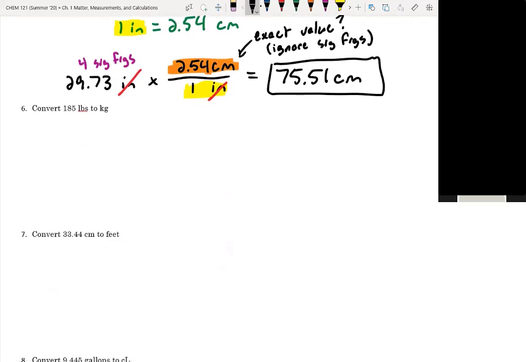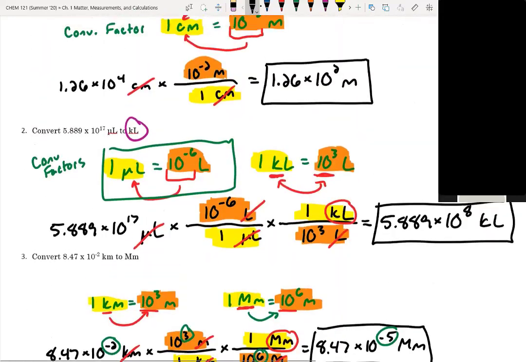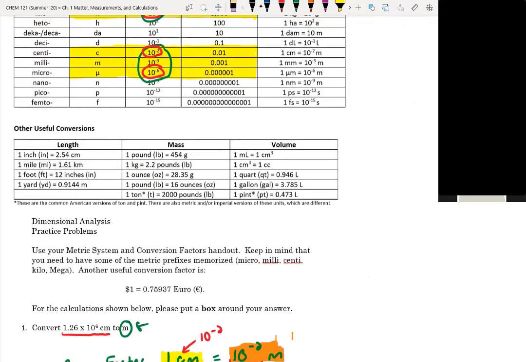So this next one, we've got 185 pounds, and we need to convert this to kilograms. So just like above, we need to cancel out pounds, so I'll put that on bottom. And let's see if we can find a way to get pounds to a metric unit. So let's go back to our chart. We'll see if we can find anything in there. So mass, we're close. We've got 1 pound equals 454 grams, or even better yet, we've got a direct conversion from kilograms to pounds. So 1 kilogram is 2.2 pounds.